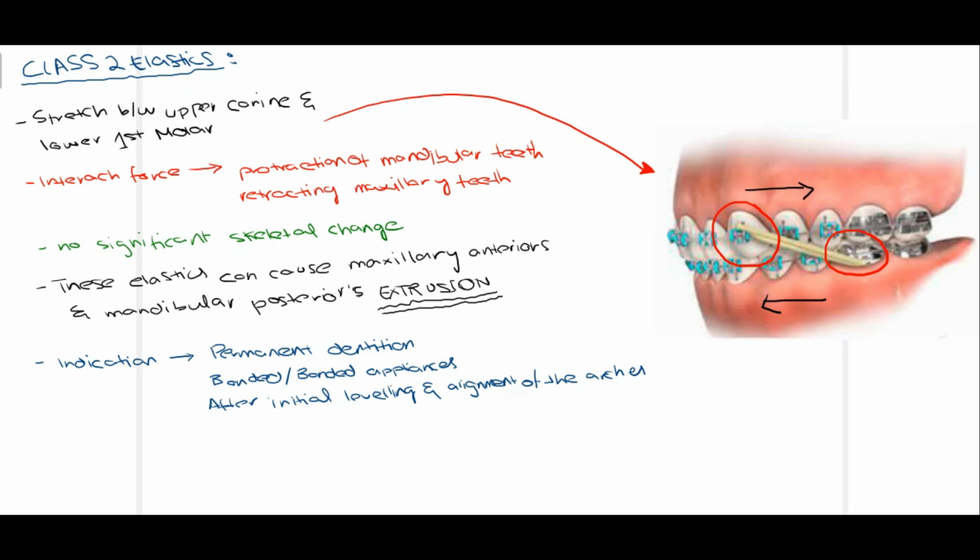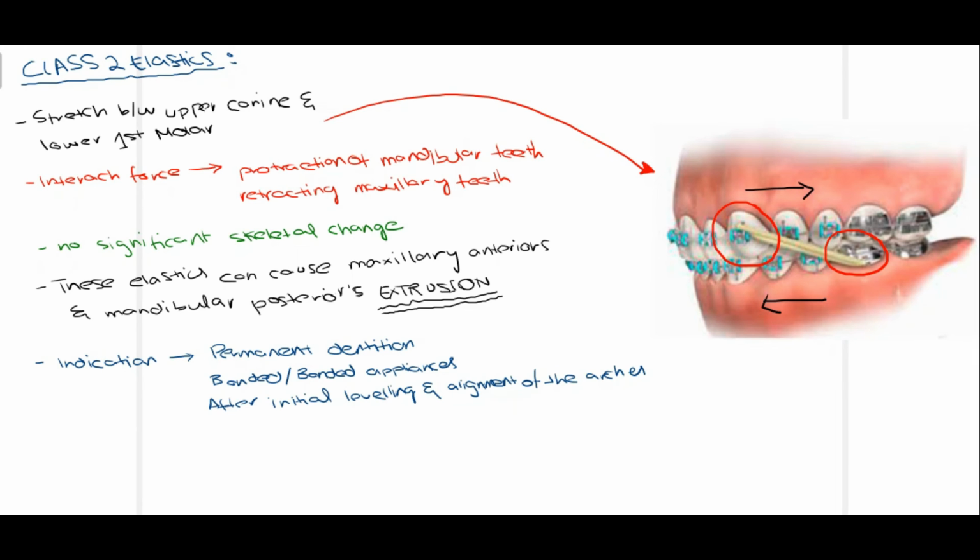Now in this picture you can see the class 2 elastics are used, where it stretches from the maxillary canine till the lower first molar. Now inter-arch force is provided which moves the maxilla in backward direction and the mandible in forward direction. So this can also be used. Now only dental changes can be appreciated over here. There is no significant skeletal change present over here.